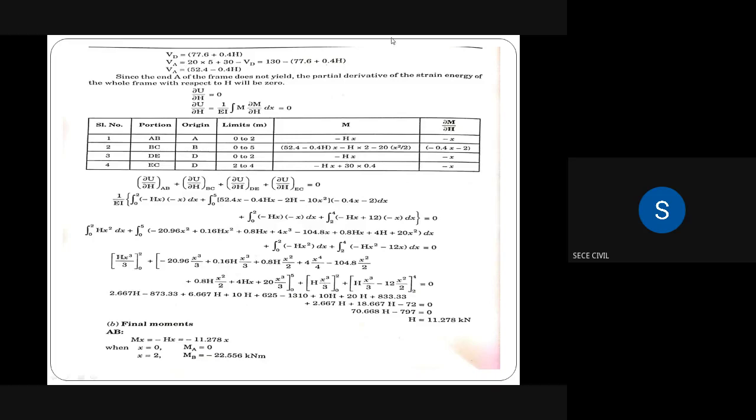VA, VD, H. Since the frame does not yield, the partial derivative of the strain energy of the whole frame with respect to H will be 0. So that is dou U by dou H is equal to 0. So dou U by dou H is equal to 1 by EI integration of M into dou M by dou H into dx is equal to 0.